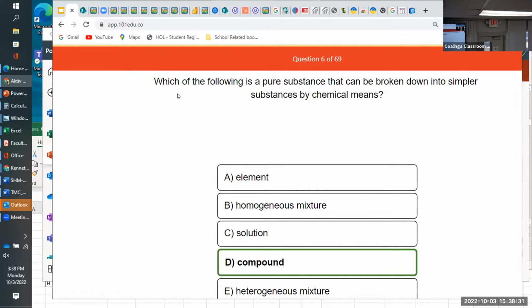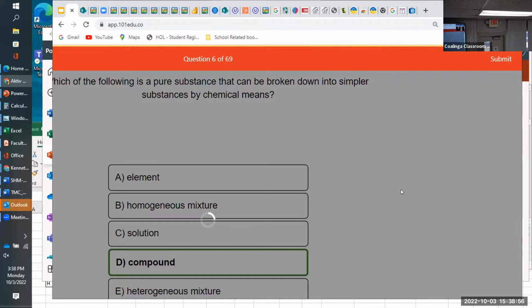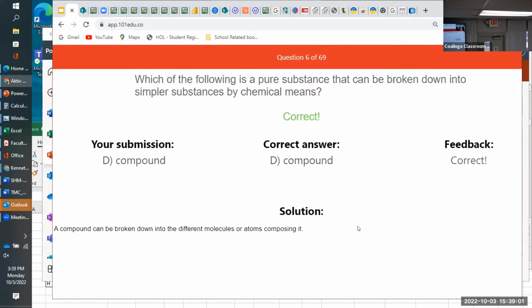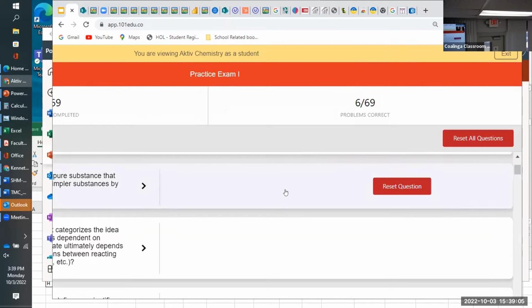You want me to reread the question? Yeah, reread the question. The question says, which of the following is a pure substance that can be broken down into simpler substances by chemical means? Okay, so we have. Wait, let me hear. That makes sense, it makes sense now. I can see it.